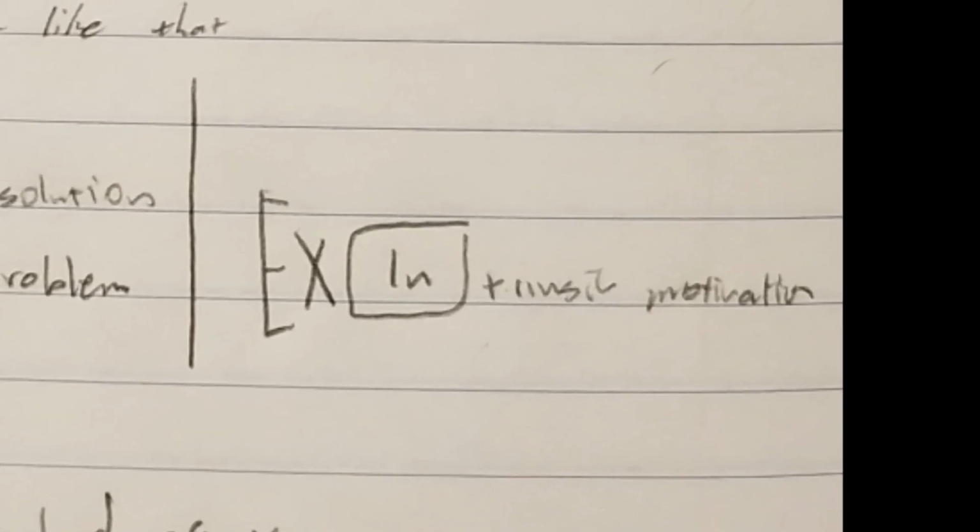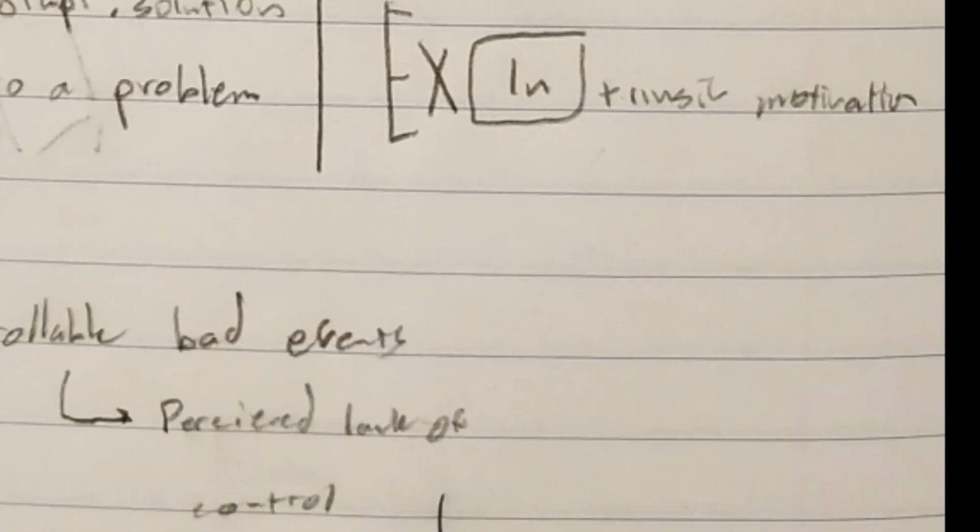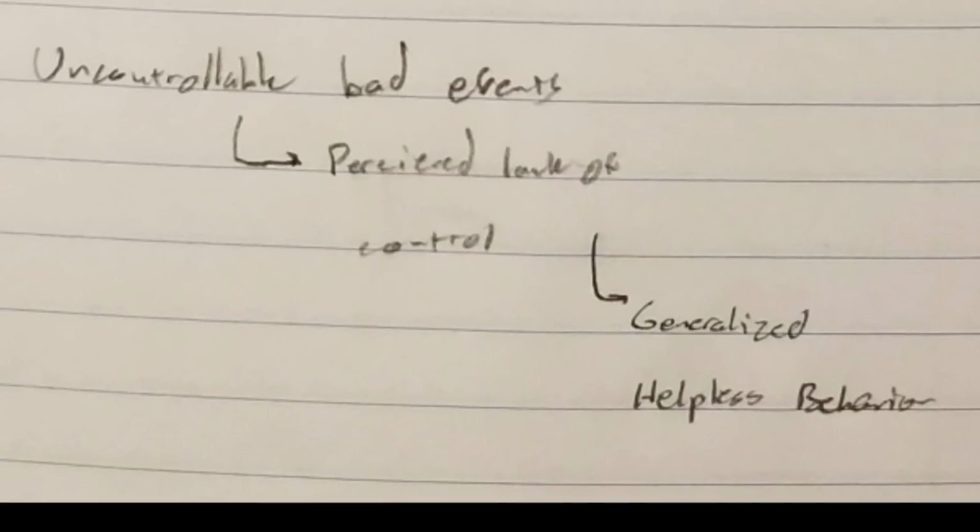Extrinsic motivation and intrinsic motivation. The desire to do something because of external and internal consequences, respectively. First, you have controllable bad events. Then you have a perceived lack of control. This leads to generalized helpless behavior.